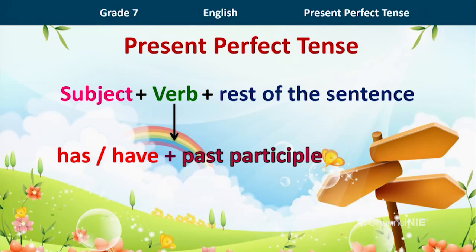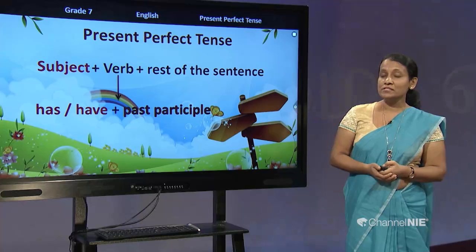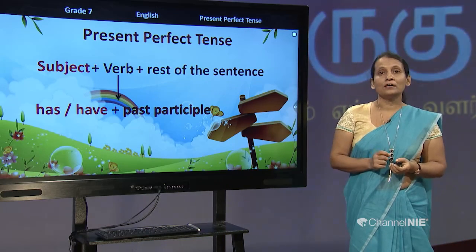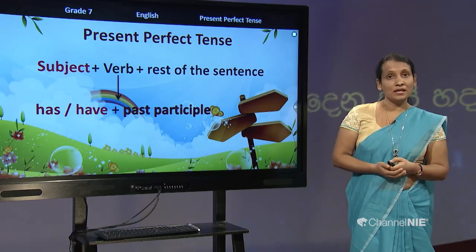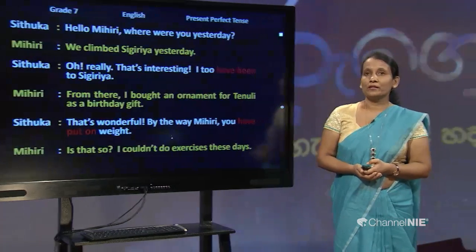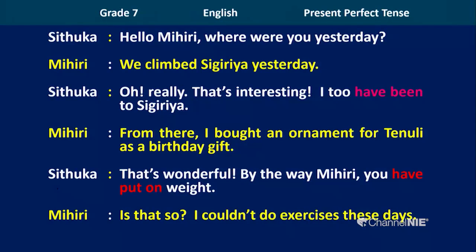Okay. Now children, we are at Tenuli's birthday party, right? We are going to listen to a conversation between two friends of Tenuli. We'll go to the conversation and see what they are talking about. This is a dialogue between Situka and Mihiri. Now, Miss Niranji is going to be Situka and I'll be Mihiri. Listen to us.